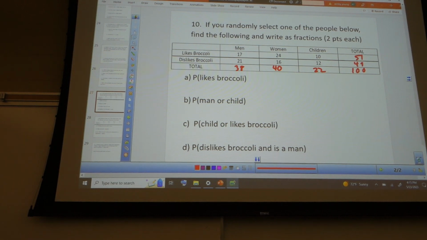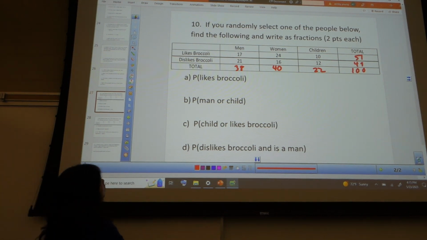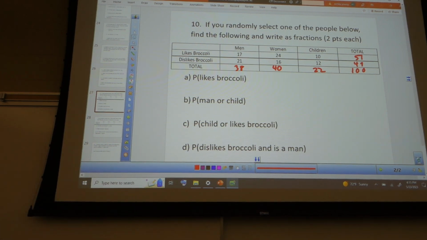What's the probability someone likes broccoli? Well, there are 51 people who like broccoli. Out of how many people? 100. So that is 51 out of 100. Man or child? Well, let's see, there are 38 men. There are 22 children.